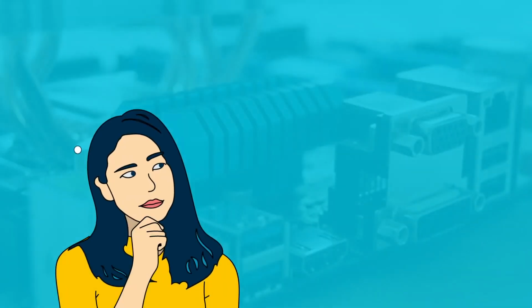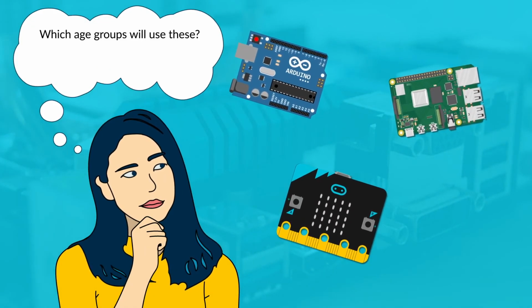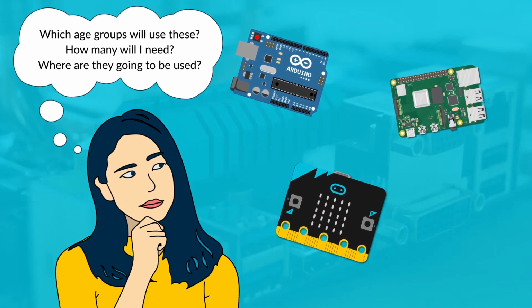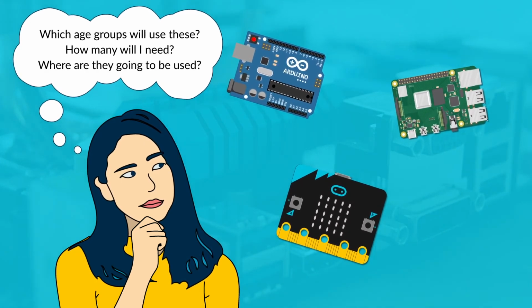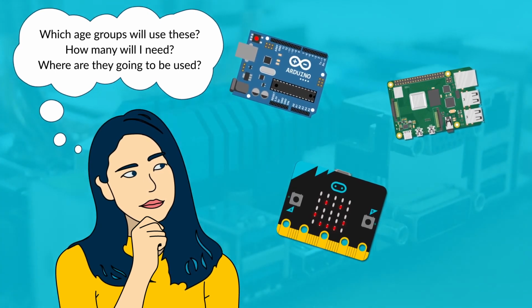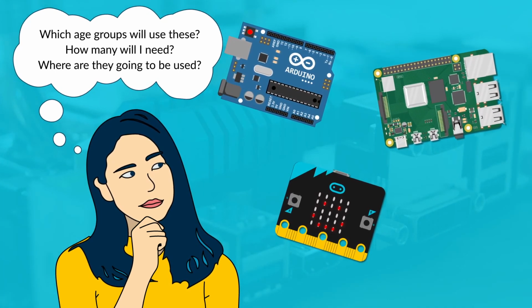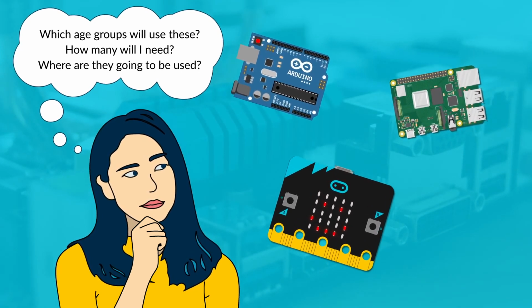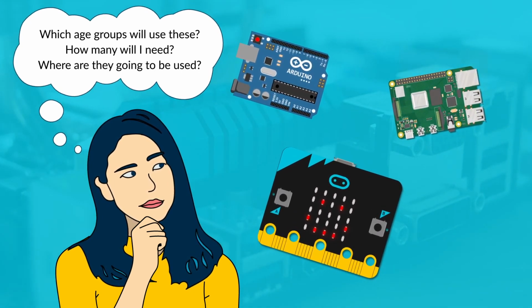The first consideration should be who is going to use the device. Is it mainly going to be used with 16 plus students, or will it be used with 12 and 13 year olds? If it is mainly being used with older students, you may wish to consider the Arduino or Raspberry Pi, whereas younger students really enjoy using the Microbit.